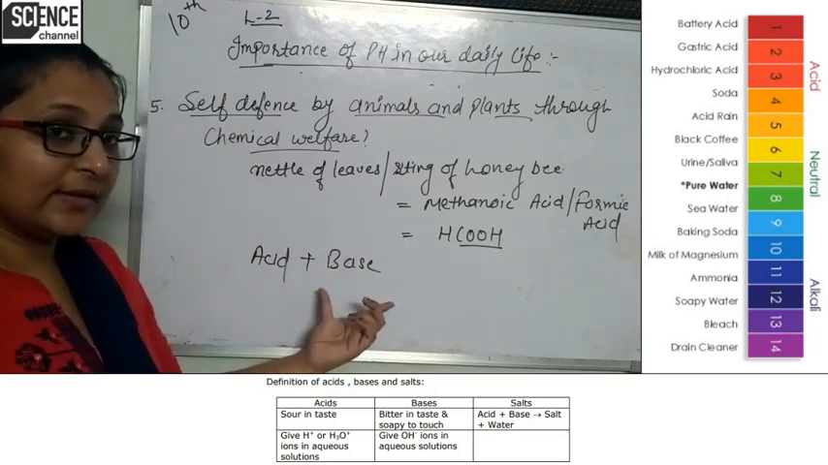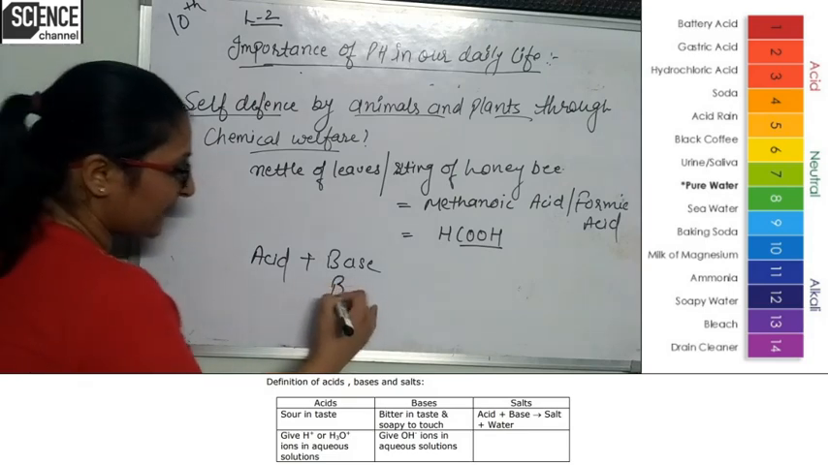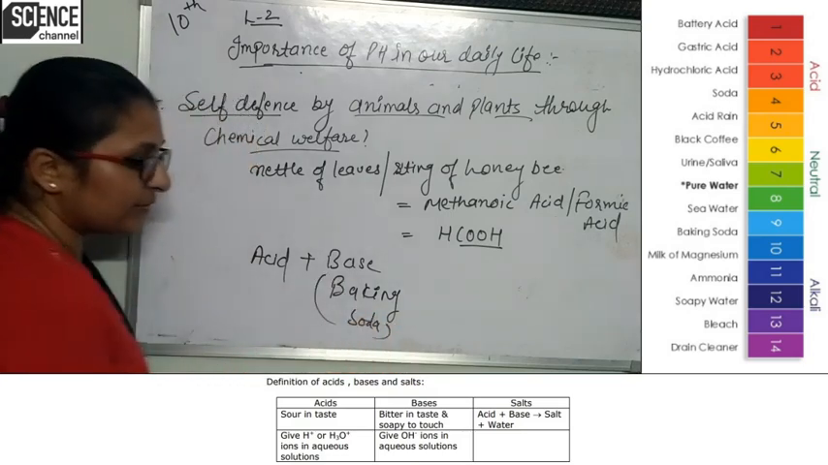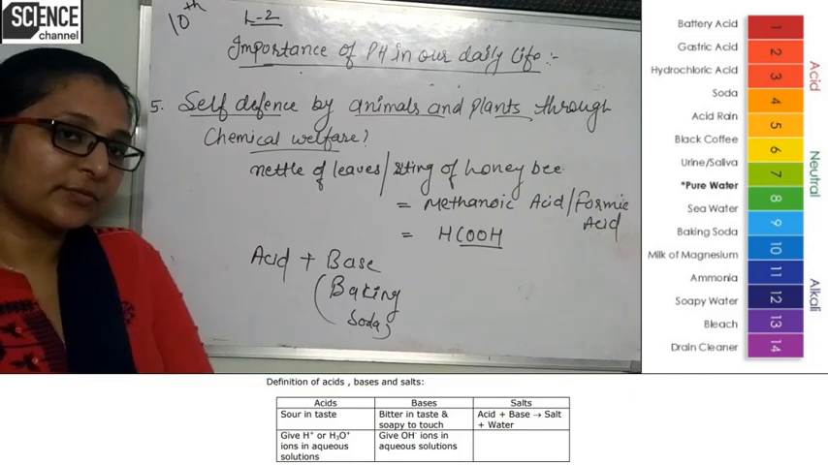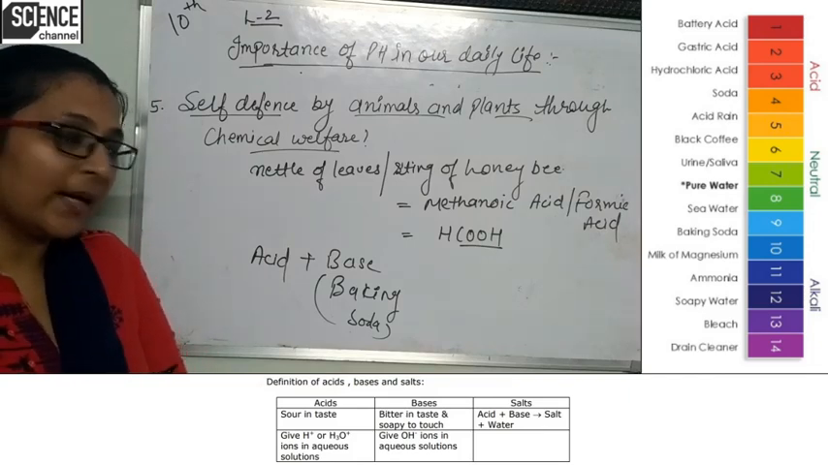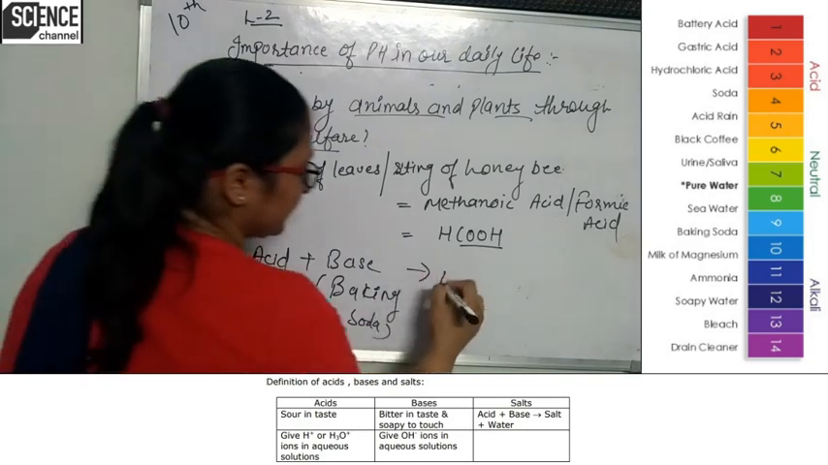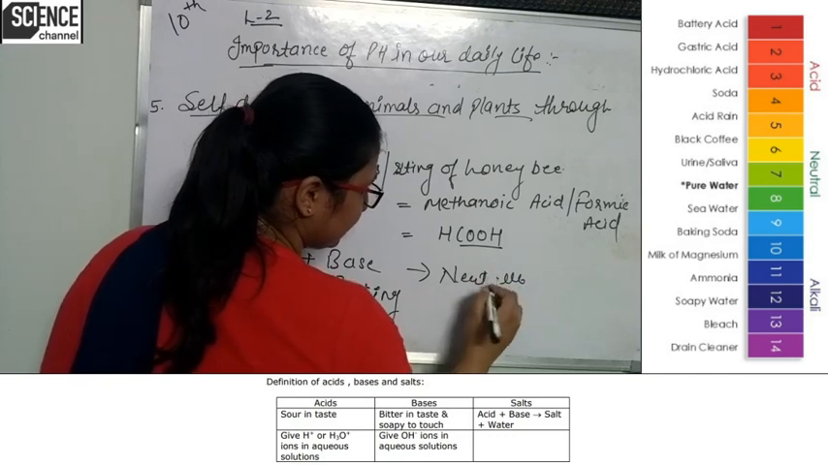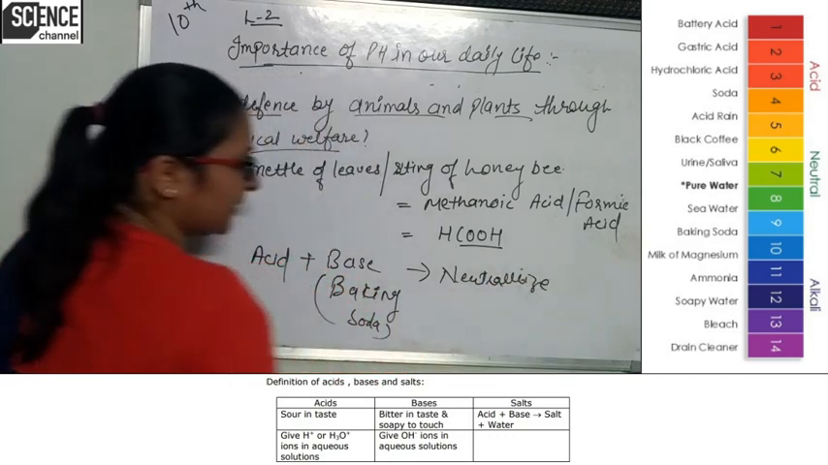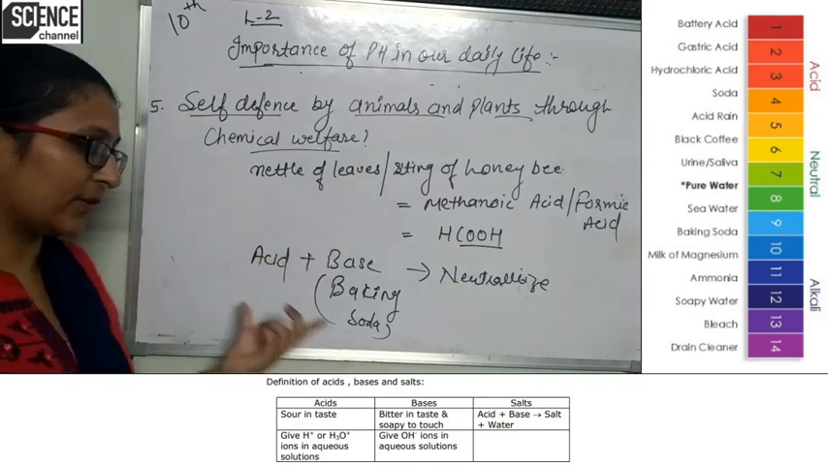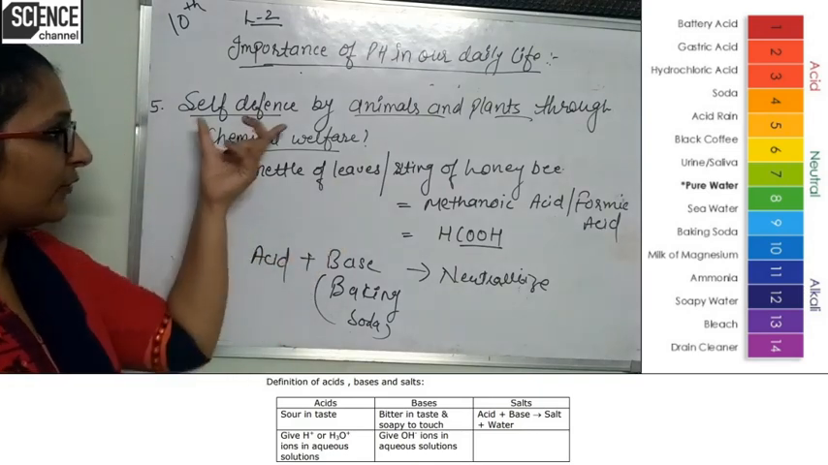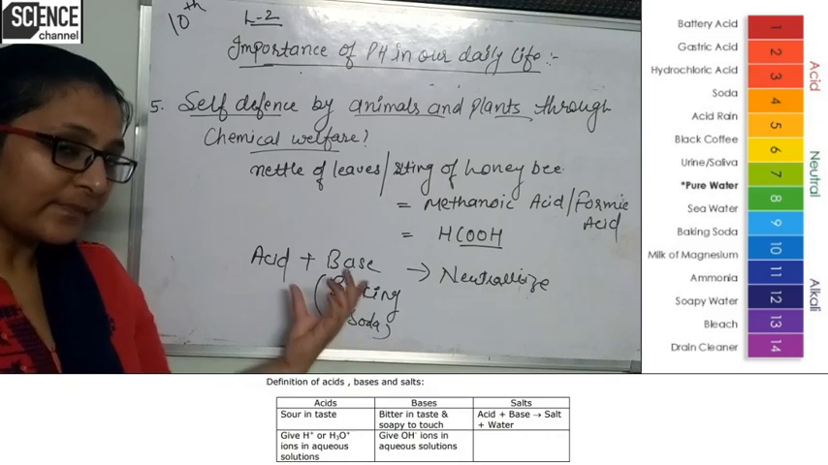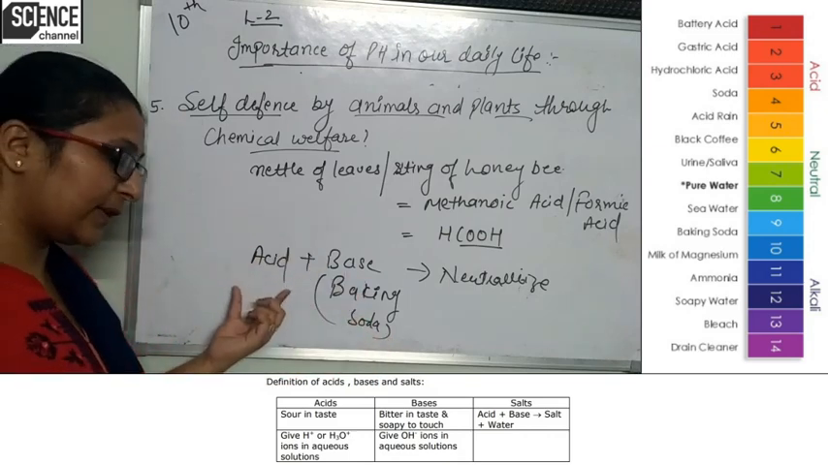Now which type of base do we use? Baking soda. We have to rub the baking soda on that particular part. Then it neutralizes the effect formed by the nettle of a leaf or the sting of a honeybee. Clear? How can we defend? We can defend by using baking soda, rubbing it on the particular spot. That neutralizes the effect of that acid.